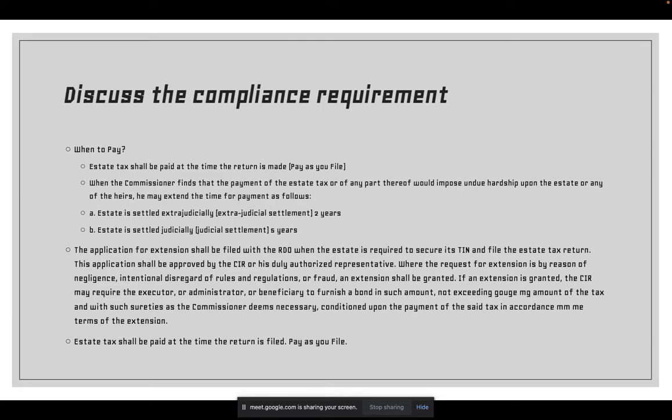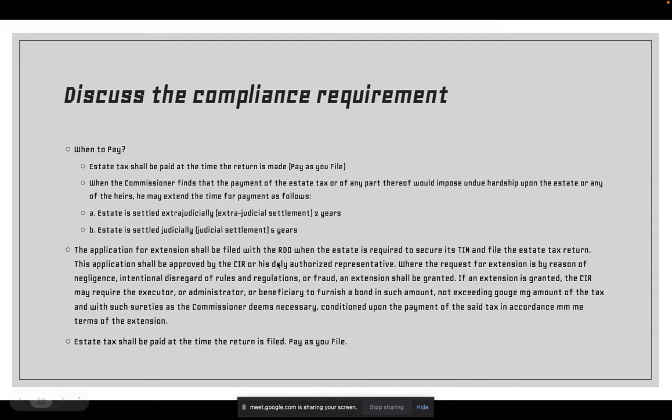So, medyo mahirap kung matagal na talagang namatay at hindi pa nasisettle. Kasi under the law, ito lang po ang allowable extension. Ito, with the permission pa ng Commissioner. Pwede lang po i-extend for 2 years kapag extrajudicial. And if it's judicial settlement, kasi medyo mabagal din ang usad ng settlement through the courts, it could last up to 5 years, or at least the allowable is 5 years.